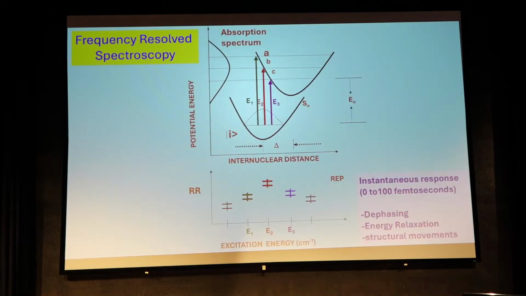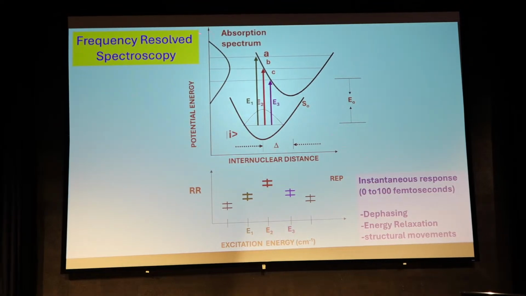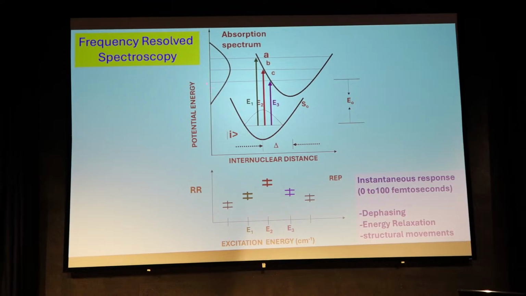So this is one example of frequency resolved. When you say frequency resolved, what does it mean? You have an absorption spectrum. Different frequencies in the absorption spectrum lead to different energies. Now when you go to different energies, as I showed you earlier, the energy can migrate to different vibrational modes depending on how they are coupled with each other.